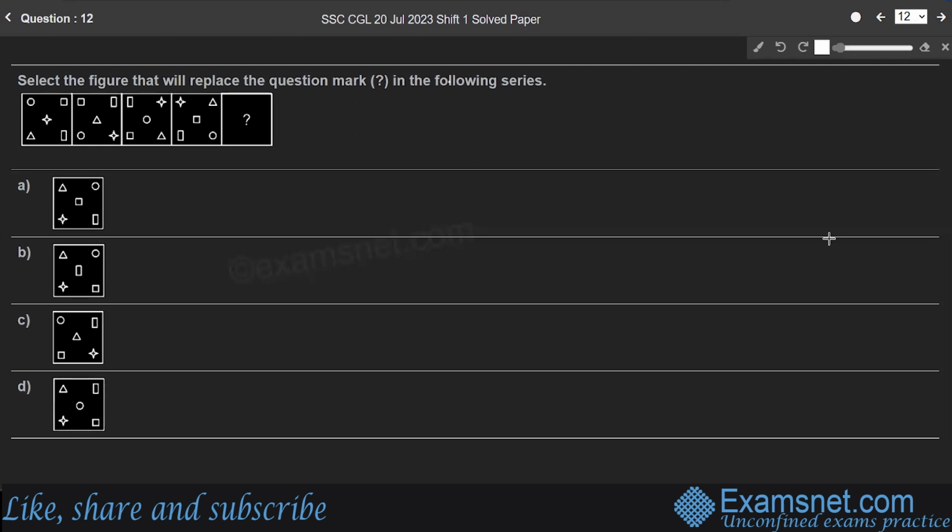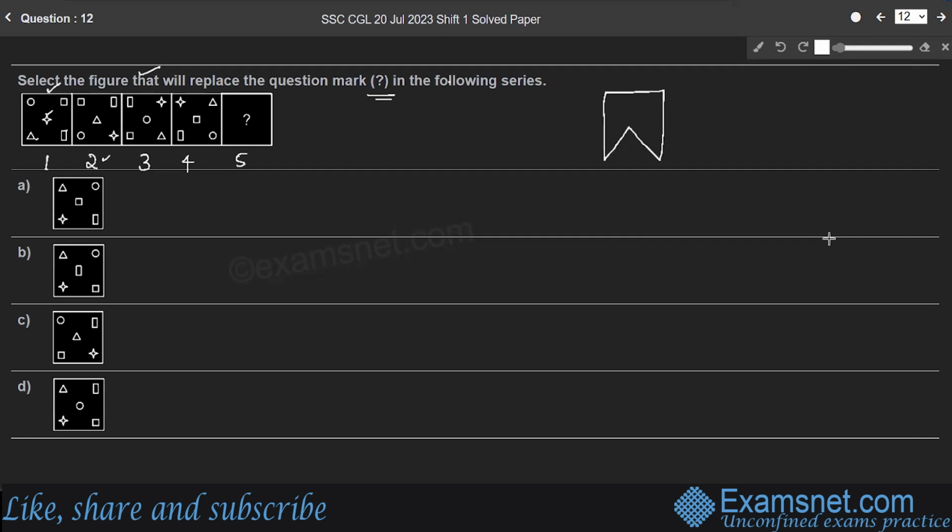Question 12. Select the figure that will replace the question mark in the following series. The series has 4 figures. We need to find the 5th one, right? Each figure has 5 different shapes, right? Here a circle, a square, a star, a rectangle and a triangle, right? In the second figure, the same figures are repeated. That means these figures are moving in a certain order, right? The order is they are moving in a W shape and a closed W shape, right?